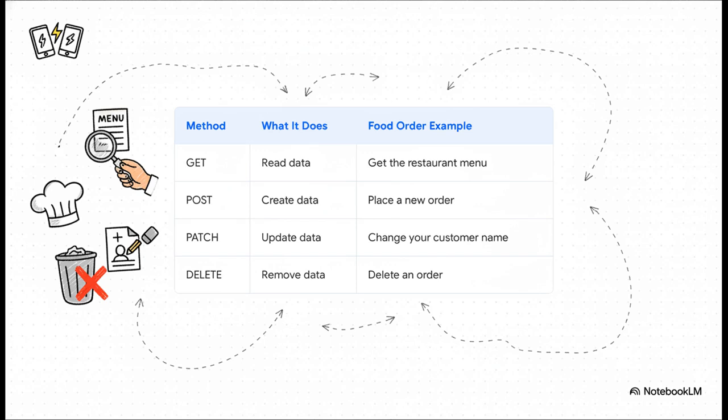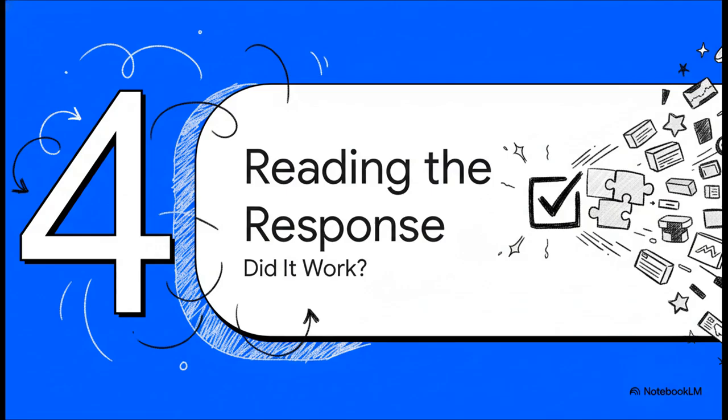Then there's post, which is for creating something new, like when you officially place your order. You've got patch, which is for updating something, like if you need to change your delivery address. And of course, delete, which is for when you realize you ordered something by mistake and need to cancel that order immediately.